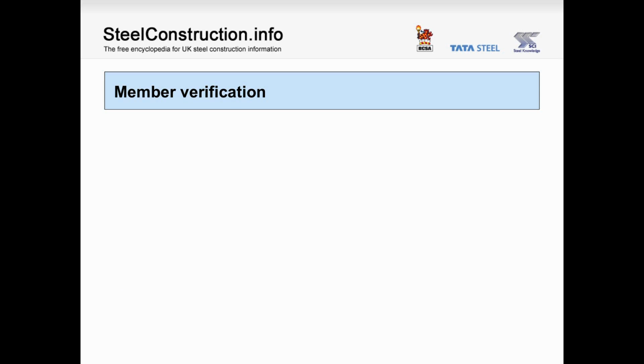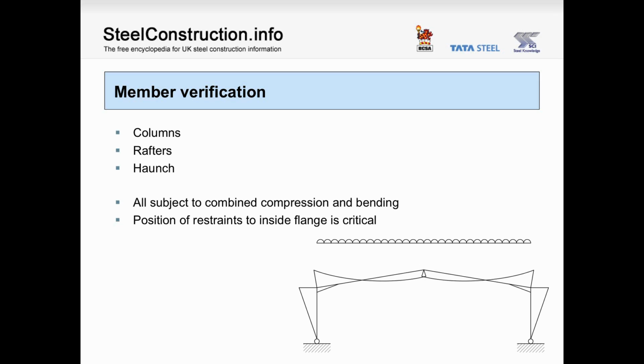So having considered loading, having considered frame stability, maybe having amplified our loads to allow for second order effects, and therefore having determined the final design moments and forces around the frame, we can proceed to verify the members. So we need to verify the columns, the rafters and the haunch. They're all relatively complex because all those members are subject both to compression and to bending. And with all those members, the restraint positions are absolutely critical.